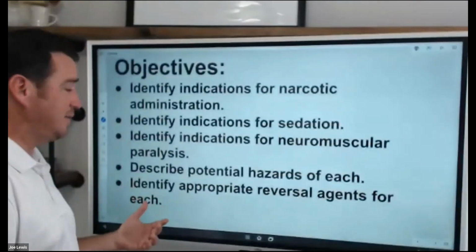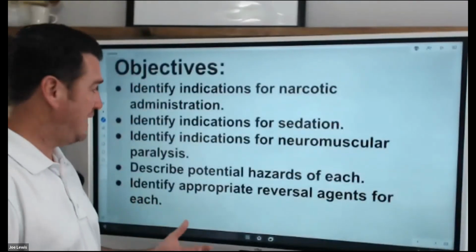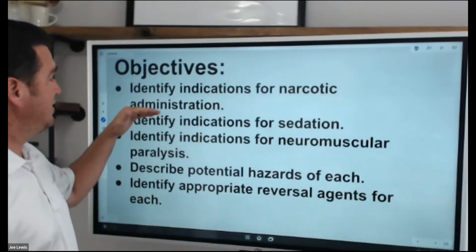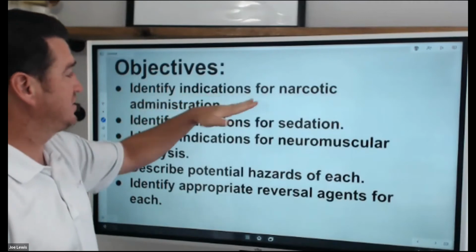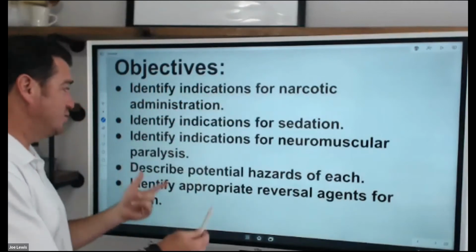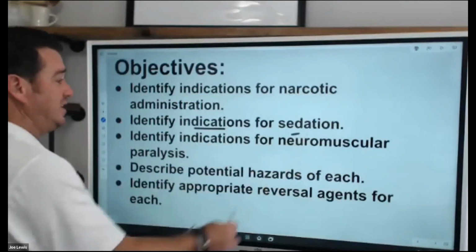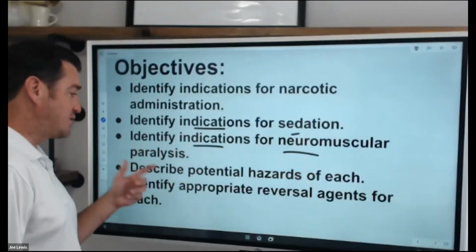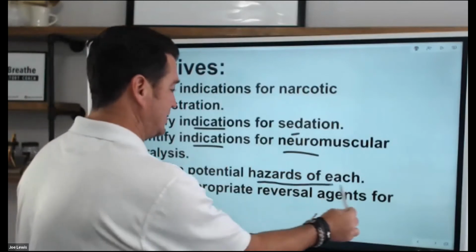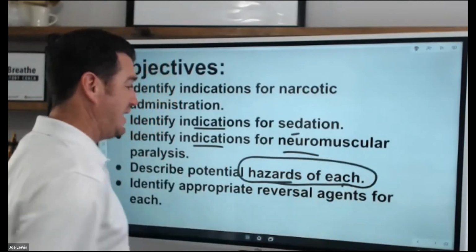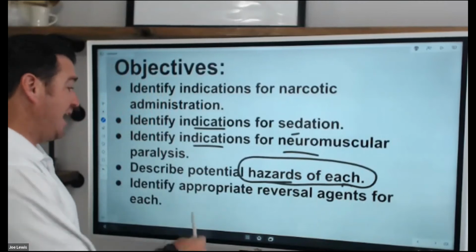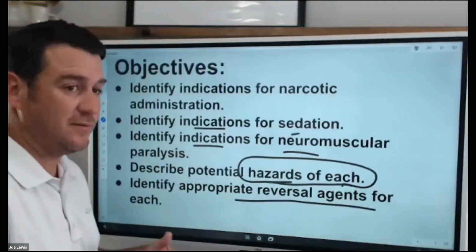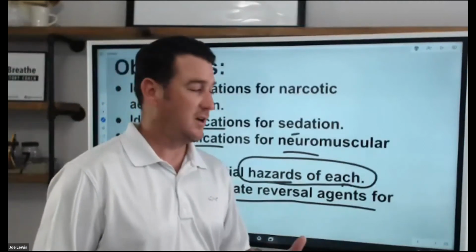Here are our objectives. So you're going to be asked if I met these at the end of this. Here's my goal today: by the end of this, you can identify the indications for narcotic administration, as well as the indications for sedation and neuromuscular paralysis, and describe potential hazards for each. This is probably going to be the highlight of the conversation today. Then recognize the appropriate reversal agents for each of these classifications of medications.